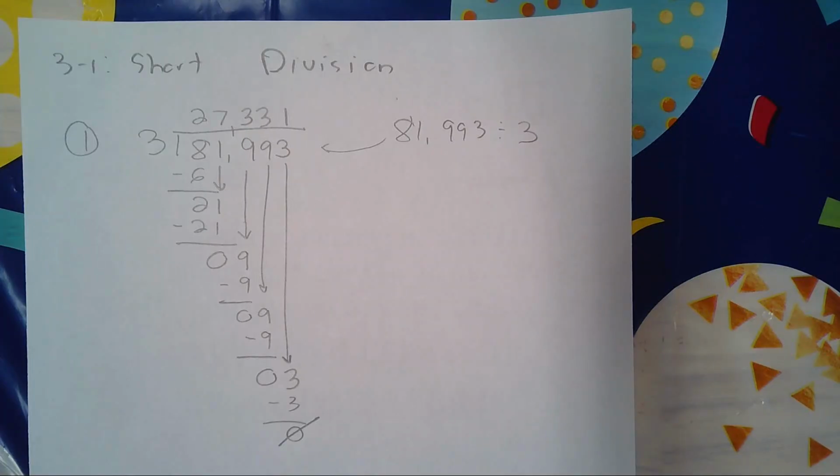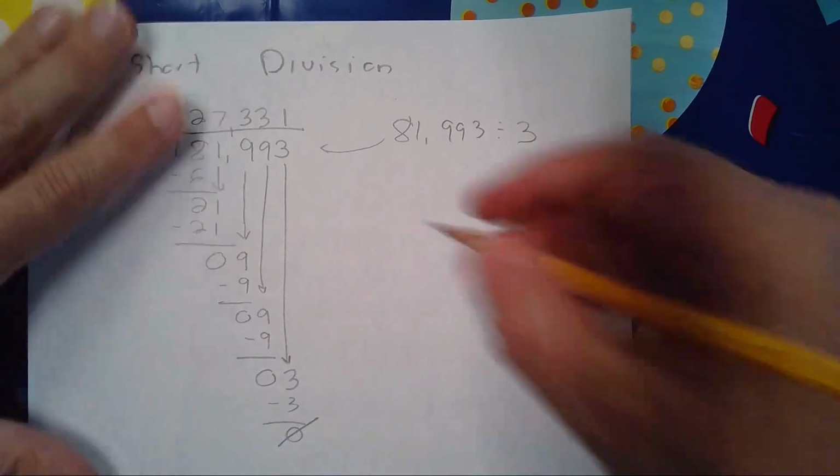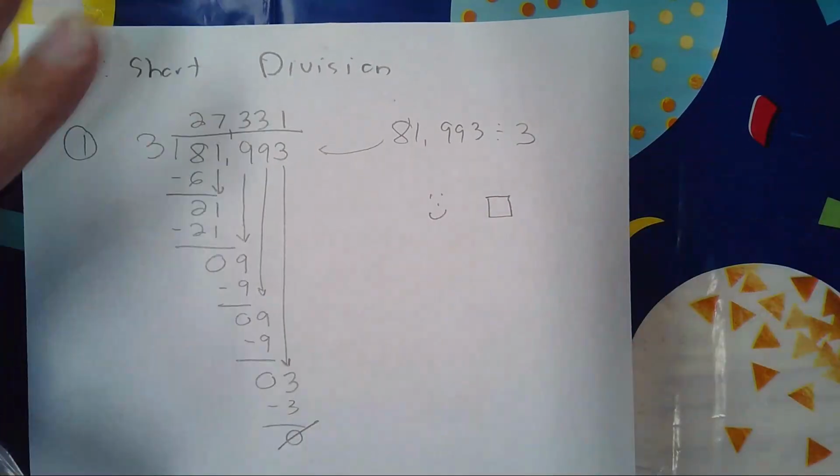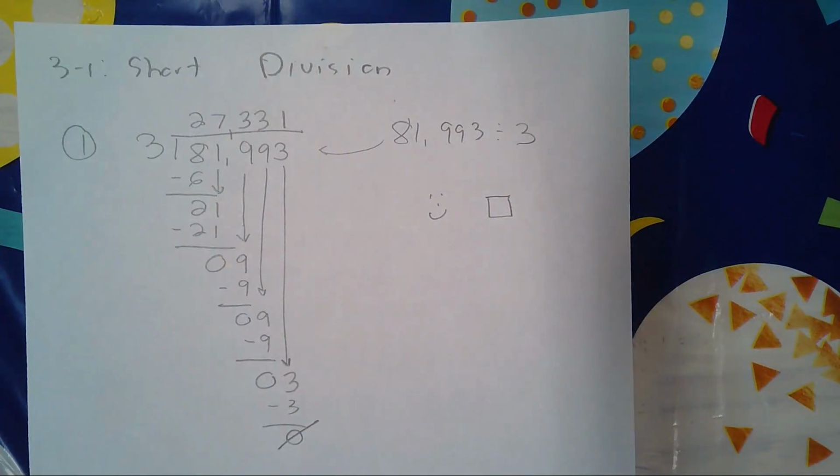If you came up with 27,331, anybody? 4 and a half, 5. We all got it? Oh, that's great. If you got it, hey, I love what you did. I'm going to give you a smiley face. I'm going to draw a square for you too, because I think it's great. I love how you did it.